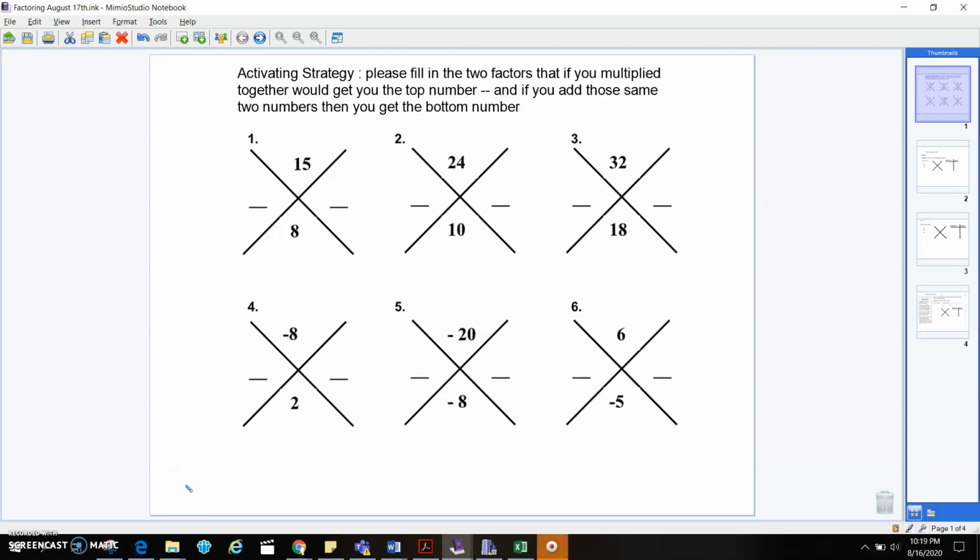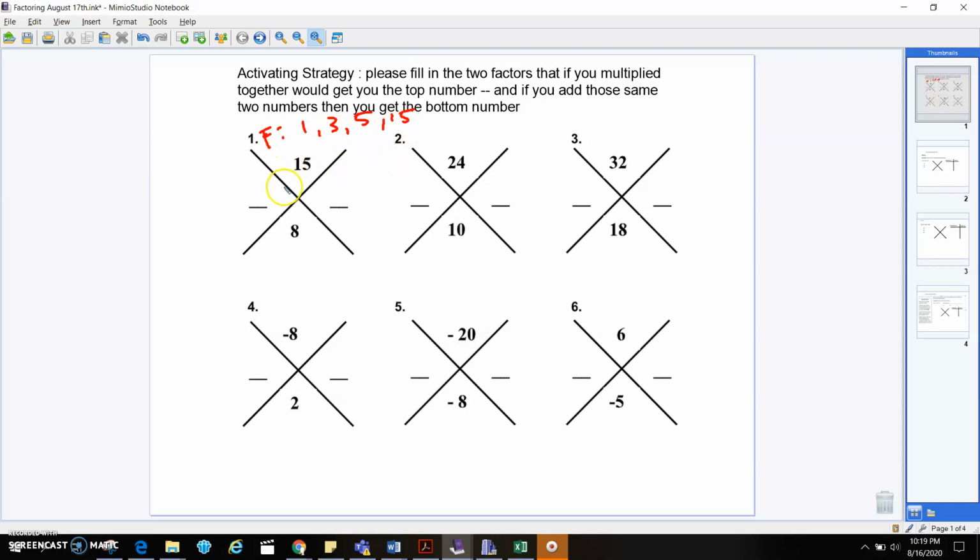So for your activating strategy, you're going to want to fill in these diamonds or big X's, if you will. So you're going to fill in two factors that if you multiply together, you'd get the top number. And if you add those same two numbers together, you're going to get the bottom number. So for instance, if I think of factors of 15, I got 1, 3, 5, and 15.